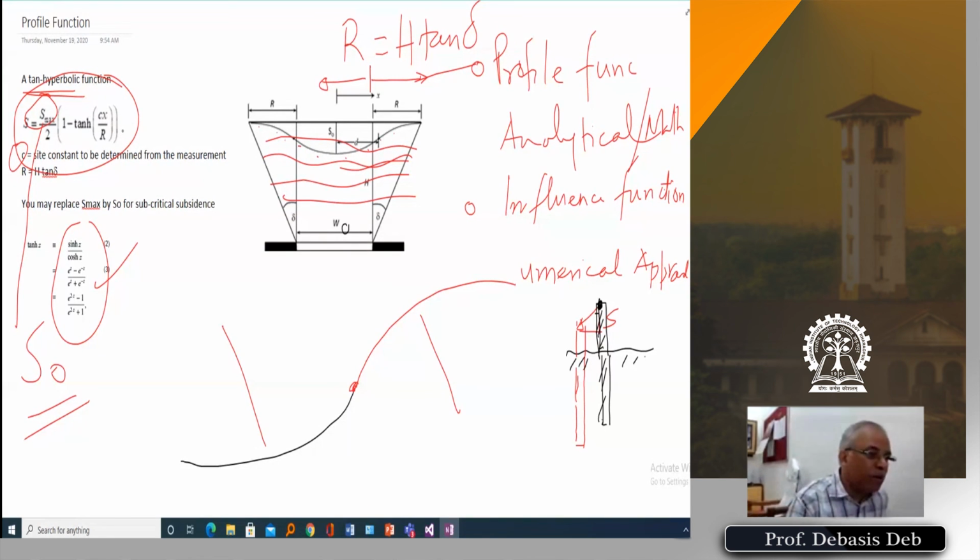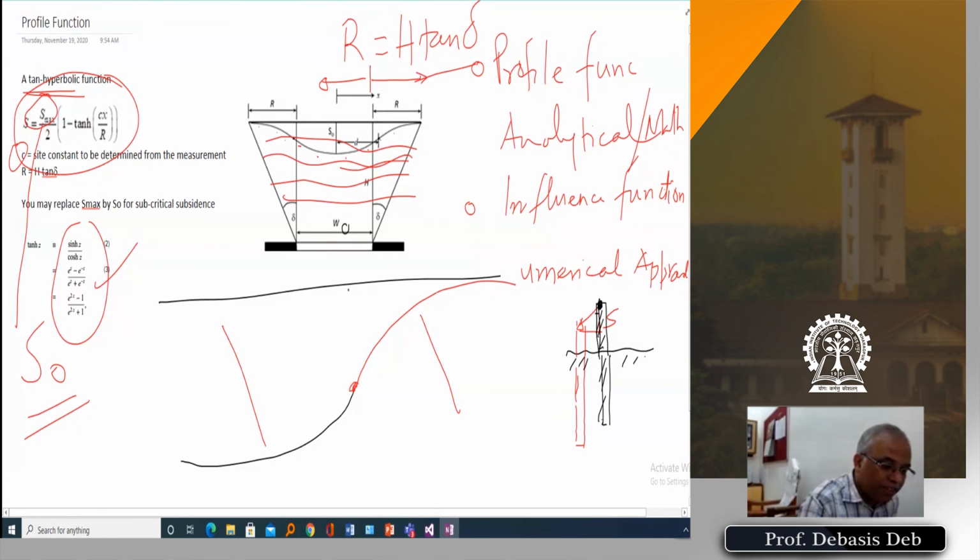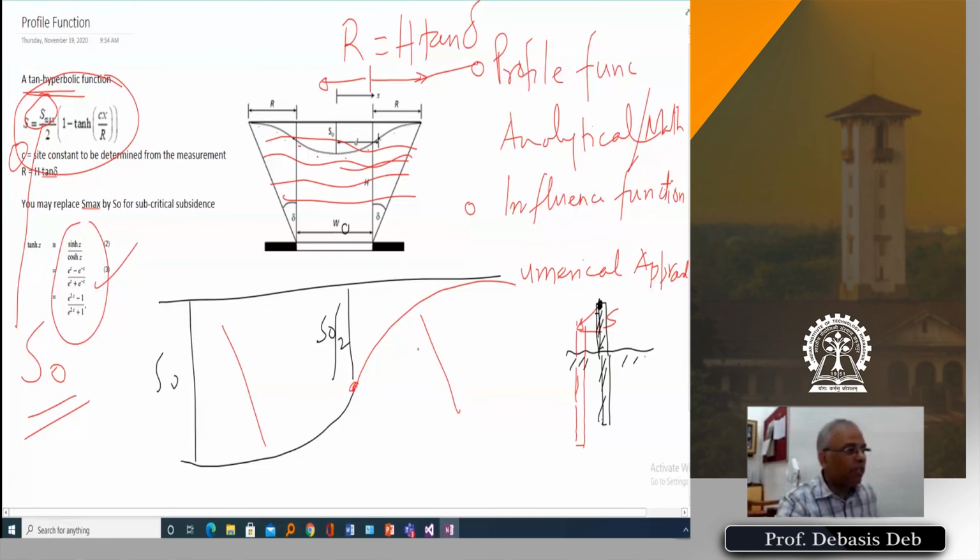And another property is for this, this is S0 by 2, the inflection point. If this is the S0, this automatically comes as S0 by 2. So both the properties, the inflection properties, are being handled by this tanh hyperbolic function.